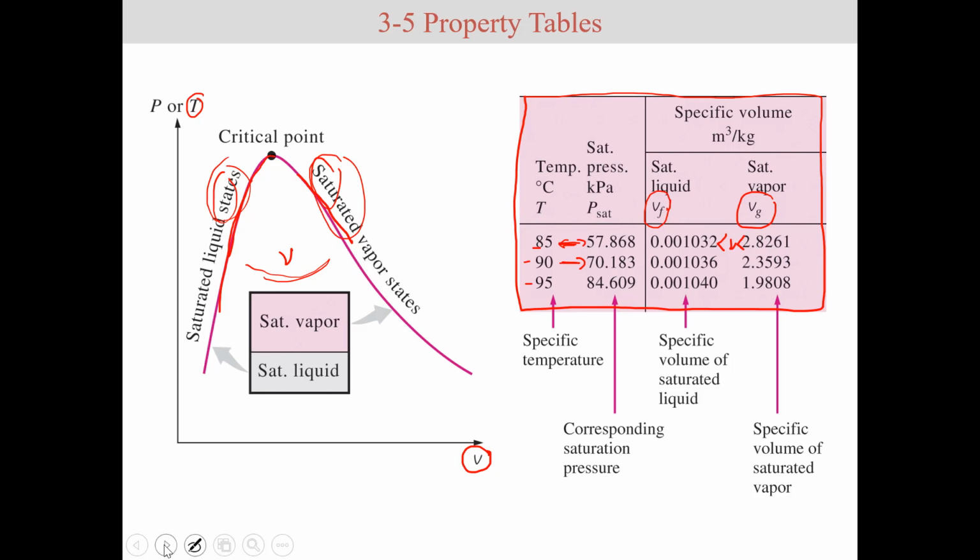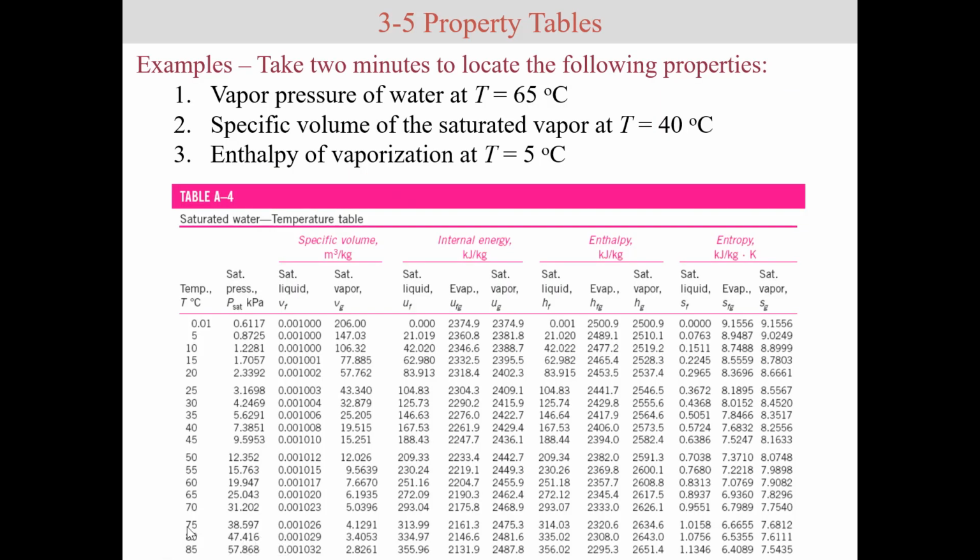So let's look at a quick example here, right? Here's that same table, table A4, but expanded a little bit to include more properties and more variations in temperature. Here I have my temperature starting at 0.01 degrees Celsius up to 85 degrees Celsius, right? The corresponding automatic saturation pressure corresponding to that temperature, and then my saturated liquid specific volume and my saturated vapor specific volume, along with the same thing for internal energy and the same thing for enthalpy and the same thing for entropy. These are all the properties, right?